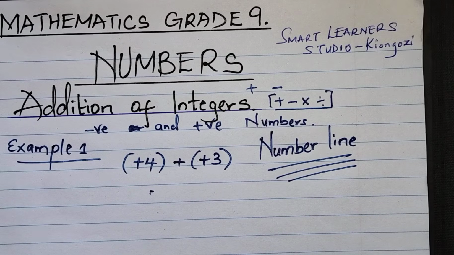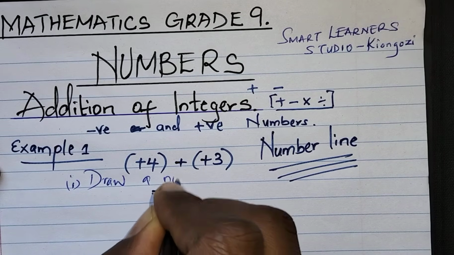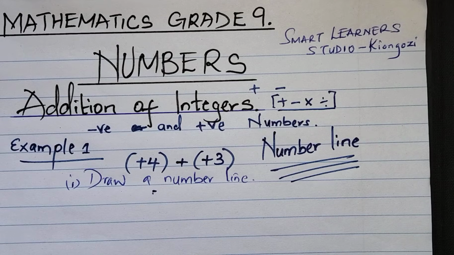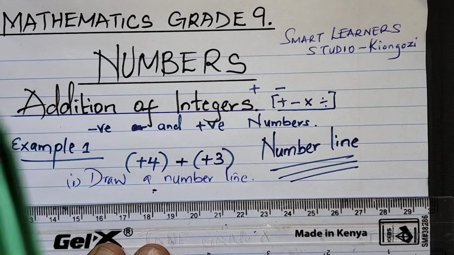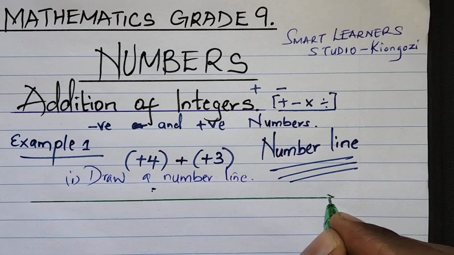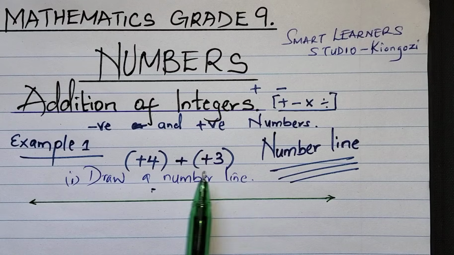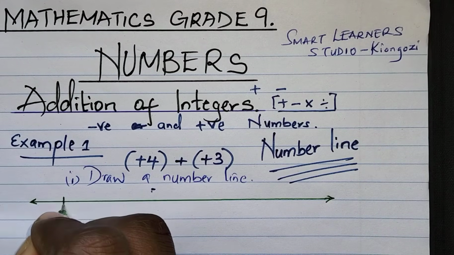So the first step is we draw a number line. I know from grade 8, you have some information about a number line. I will take a ruler and make a very straight line and call it a number line. I must ensure that it has arrows on both ends. Before I put the values, I will have to consider the numbers I'm seeing: positive 4 here and also positive 3, and probably some other numbers surrounding them. So for the number line, 0 is here.